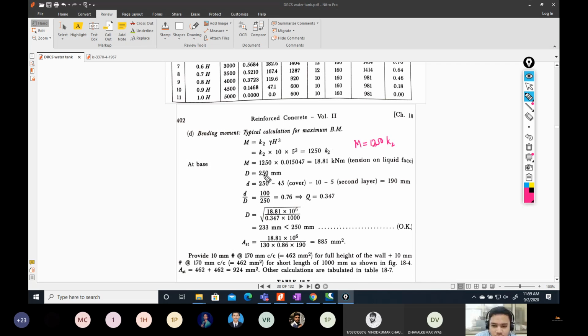Now, at base, that is at h equals to 0, this coefficient is 0.15047. So this is the coefficient K2, multiplied with 1250, and you get the bending moment. Since the value is negative, that means the tension is on the liquid face.